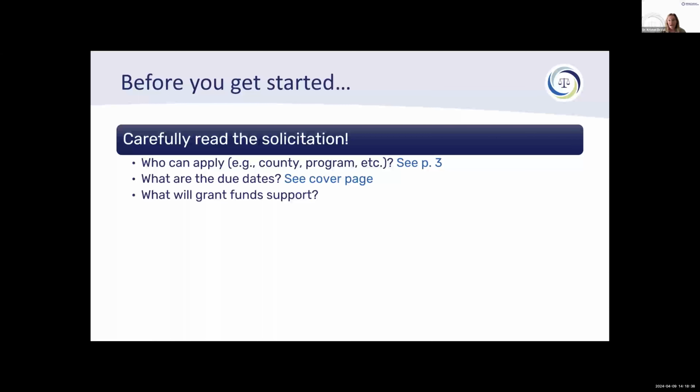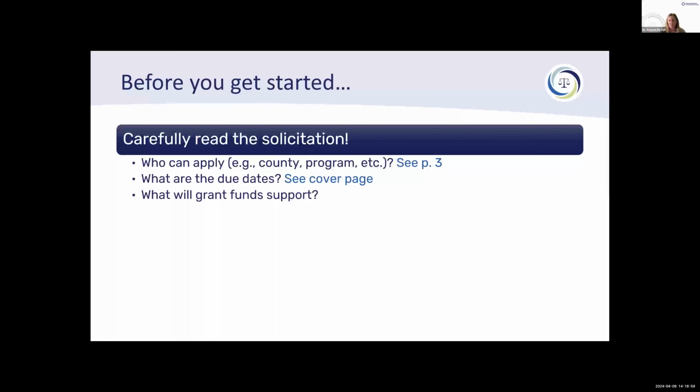So really familiarizing yourself with the requirements and also what it is that OJJDP is looking for with this solicitation. And again, we're going to talk about some of this as it relates to the specific components of that project narrative. You also need to keep in mind who the applicant can be.